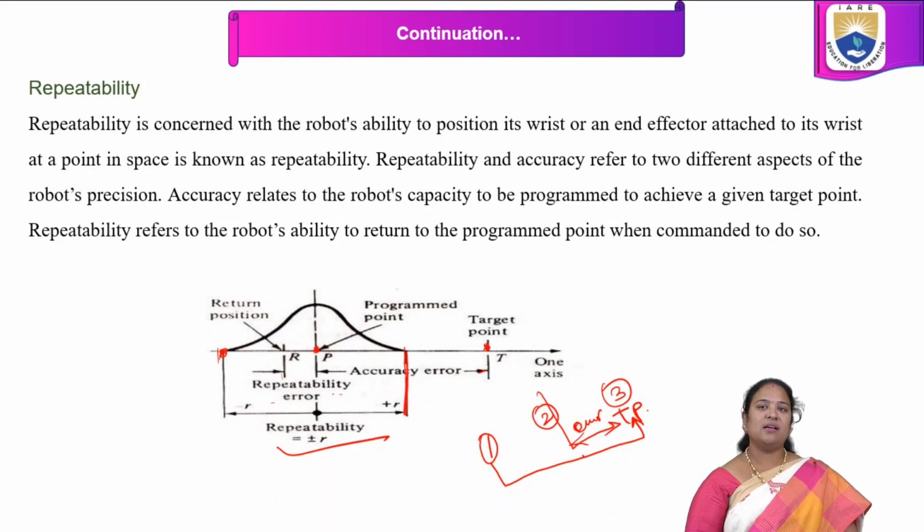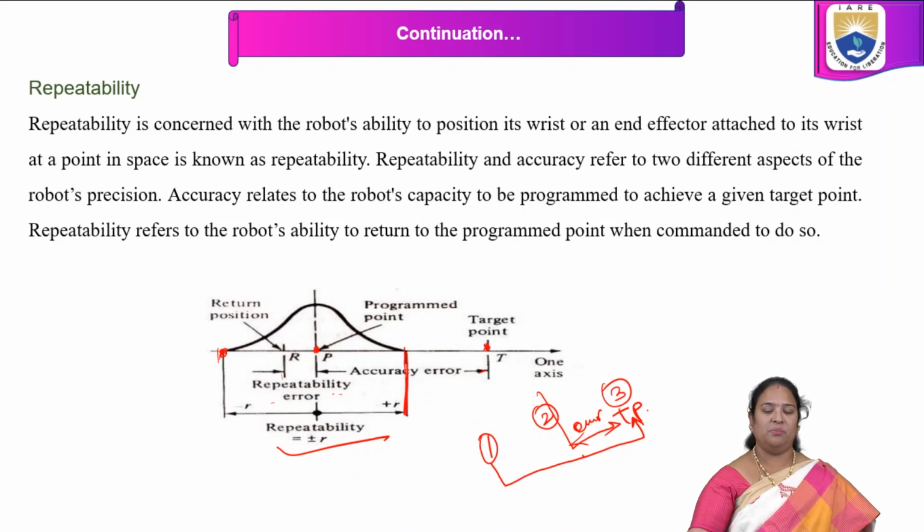Repeatability is concerned with the robot's ability to position its wrist or an end effector which has been attached to its wrist at a point in space. Clear? And repeatability and accuracy refer to two different aspects. Right? It is not the same. Repeatability and accuracy are two different aspects based on which the robot will be working. Clear?